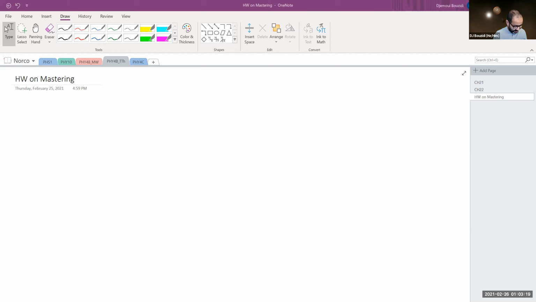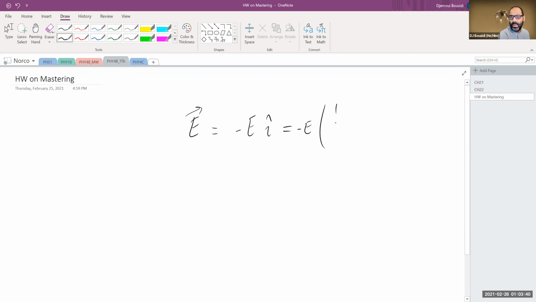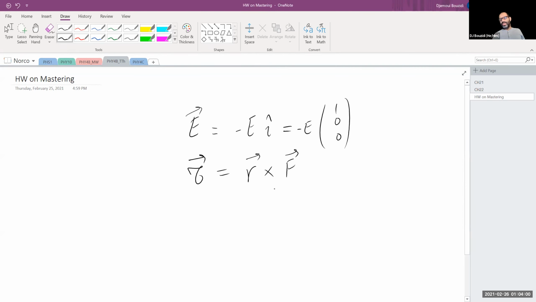A constant electric field E is equal to minus E I hat. So it's a vector that is minus E, 1, 0, 0. I'm going to write the 3D notation because I noticed when reading the problem that we're going to be dealing with torque. Since I'm given components, it's much easier to use the expression R cross F, and the vector representation of this cross product.